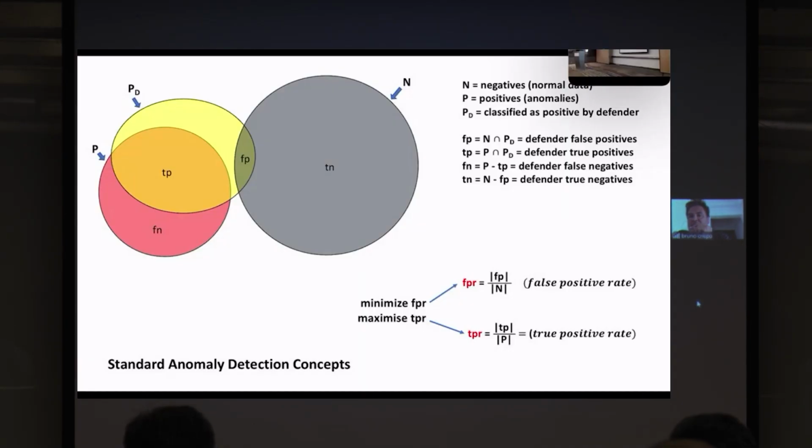And the objective of the defender is, of course, to try to minimize the false positive rate and to maximize the true positive rate.